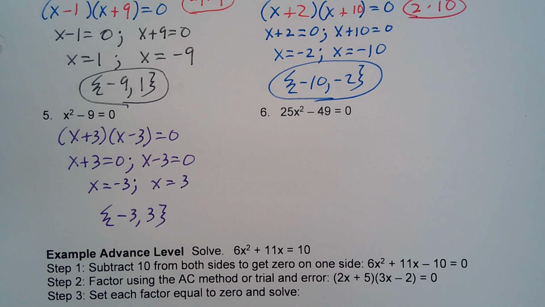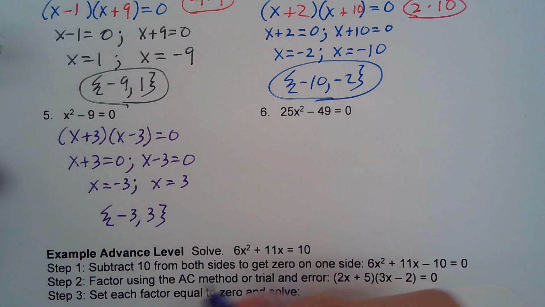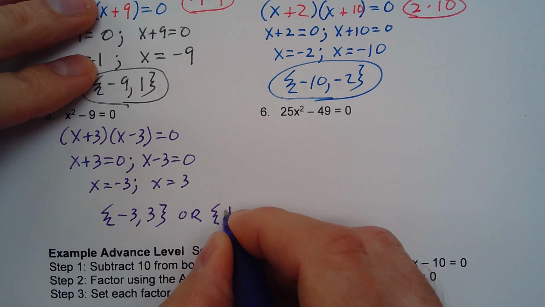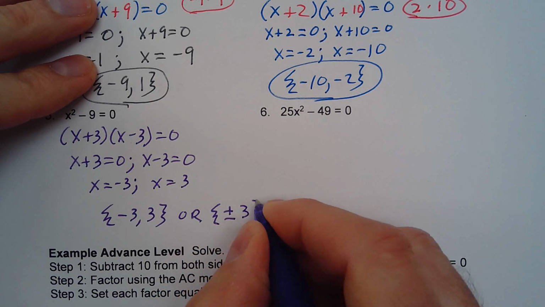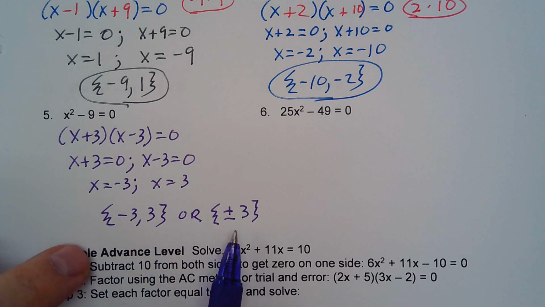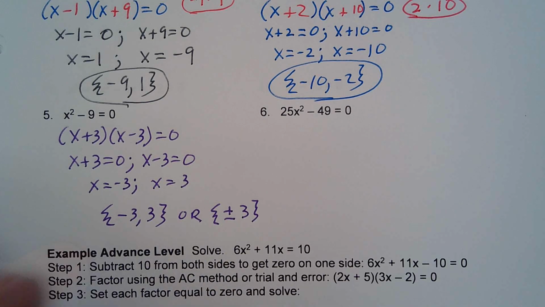Now sometimes you might see them write the answer a little bit differently. When the numbers are the same but they have opposite signs, you might see it written as plus or minus 3. This means the same thing. It's just a more shorthand notation for writing this answer.